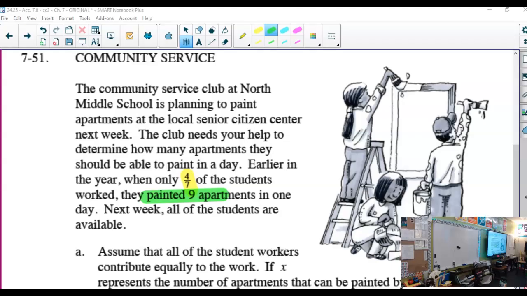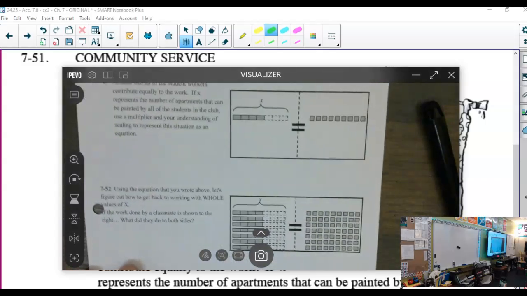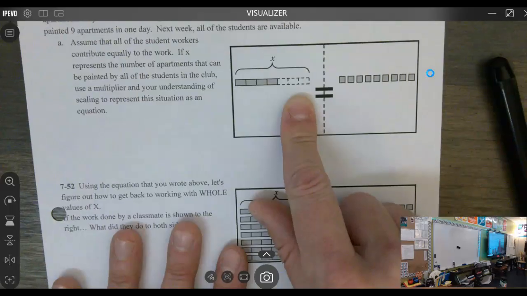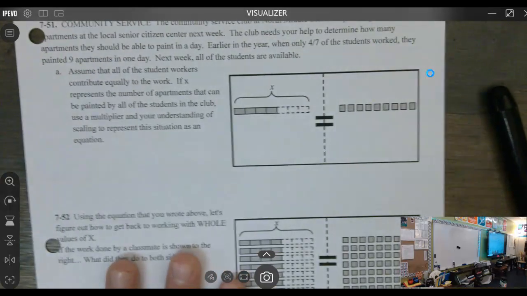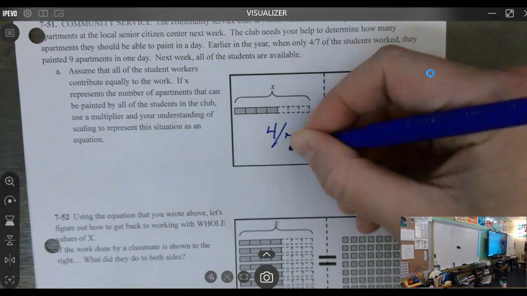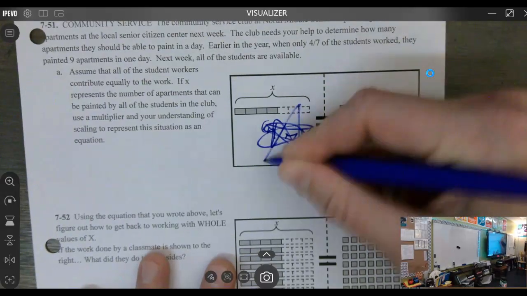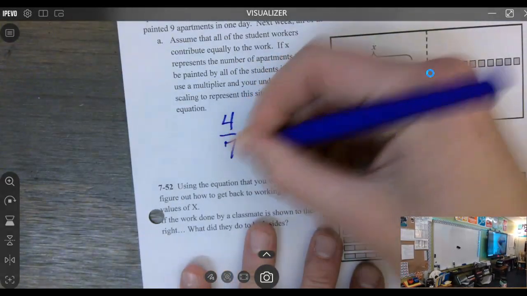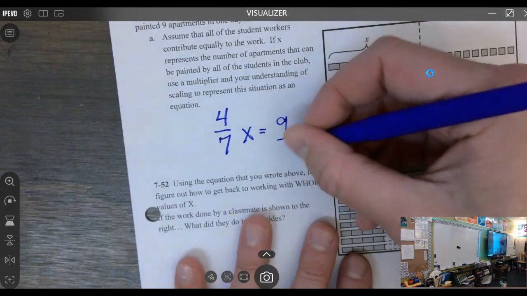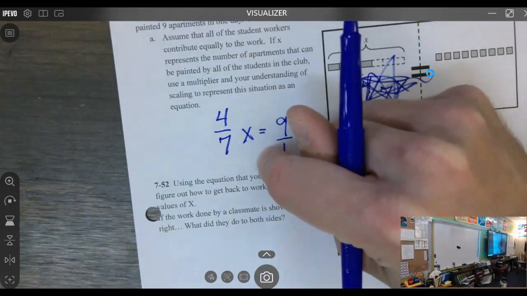All right, so on your paper, this might look real funky. Like, you might not understand this diagram, and that's okay, because that's why we have class together. This is showing us what the problem just told us. So this is showing us 4/7 of x. I hate that I wrote my fraction like that. Guys, what am I going to do to solve? Who remembers from yesterday? How do I get rid of this fraction in a single step?